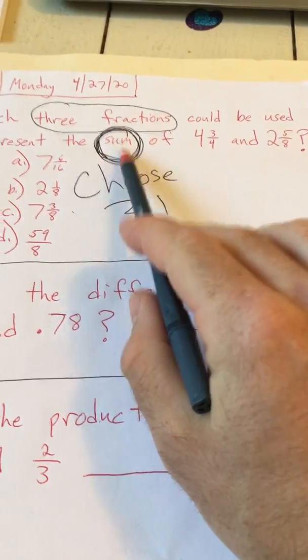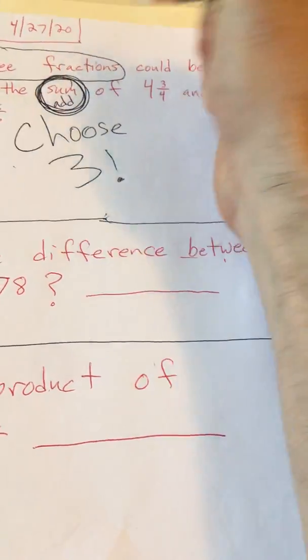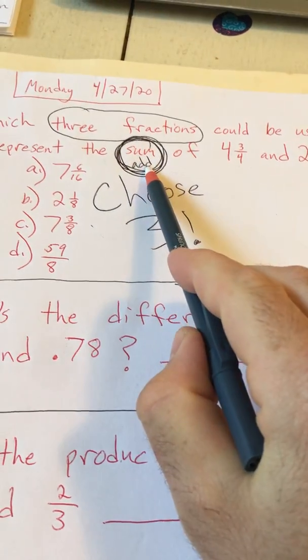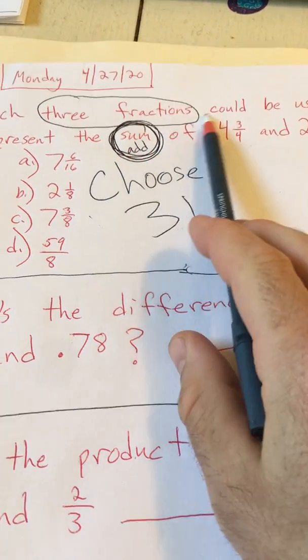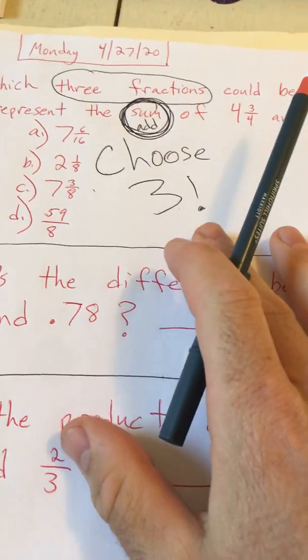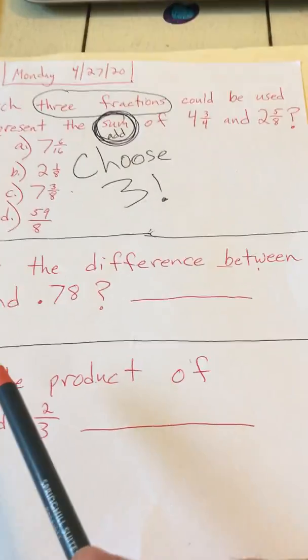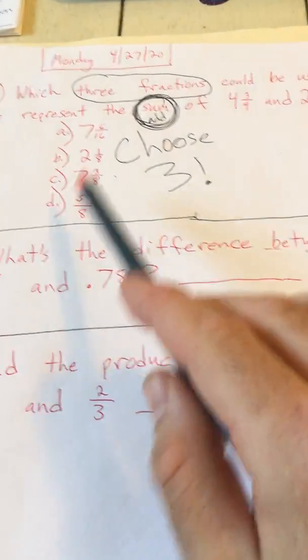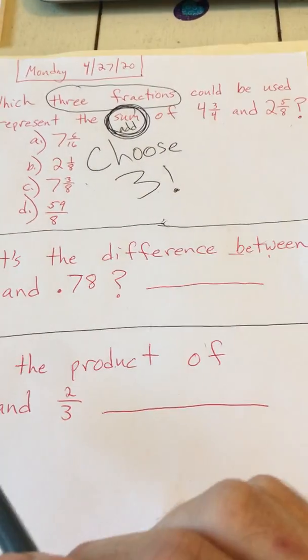So the word sum is telling you what to do. It's telling you that you need to add those 2. Because the sum is the answer to an addition problem. So it's really important that you learn the word sum and know that that has to do with addition and finding the answer to addition. Okay, so we need to choose 3 of these that represent the sum of 4 3/4 and 2 5/8.